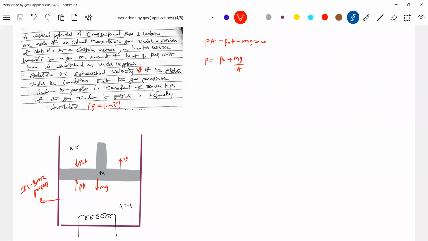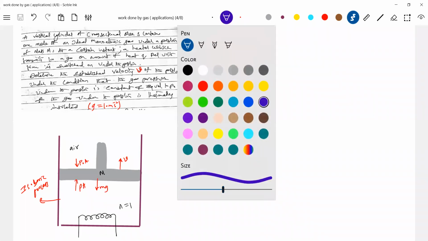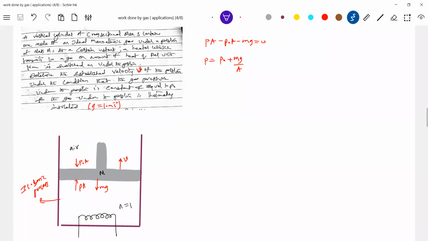Okay, let's go for the first law of thermodynamics. What the first law says is that of all the heat supplied, a part is utilized to increase the internal energy of the gas, and the remaining is converted into work done by the gas. So what is our expression? dQ is equal to dU plus dW. What is dU? dU will be nR by gamma minus 1 into dT. What is dW? dW is P dV.